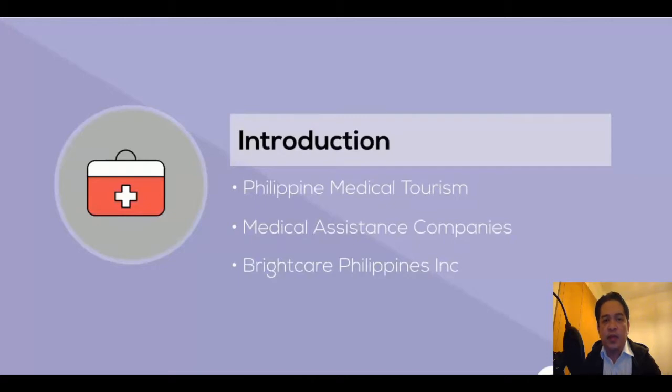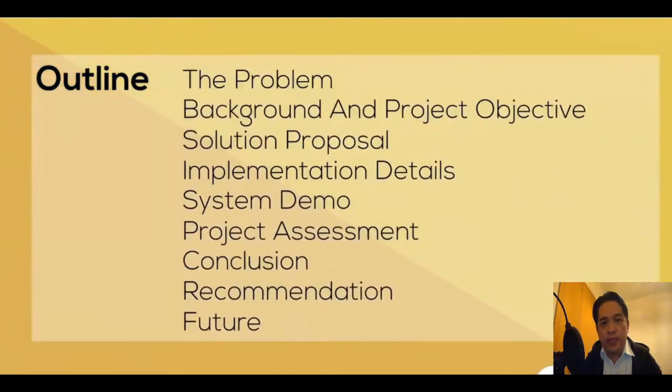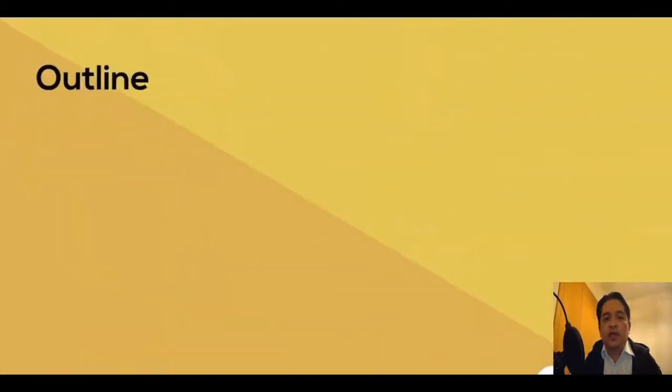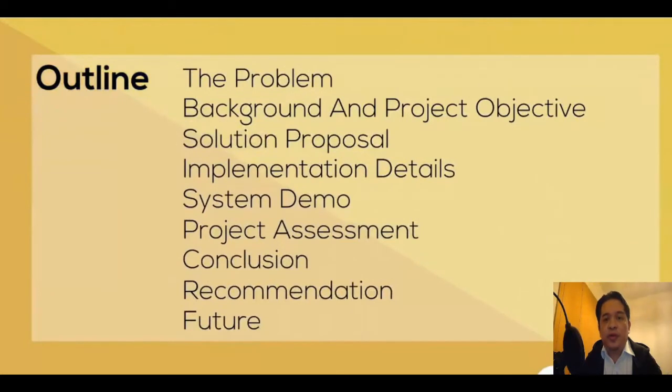For this presentation, I'm using the following outline. First, we'll discuss the problem, then the background and the project objective, the solution proposal, the implementation details, and then I'll do a system demonstration. Then we'll discuss the project assessment, the conclusion, the recommendation, and then the future of this project. The project is designed as a web application, but there is also a small mobile app to support the system.